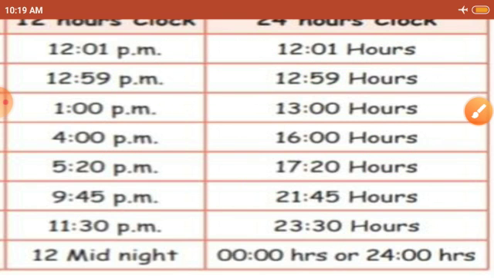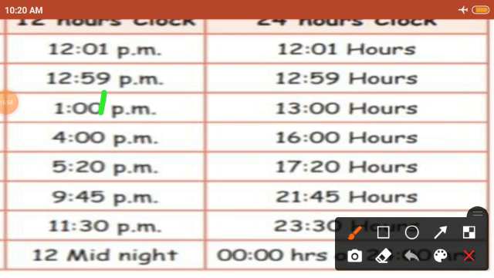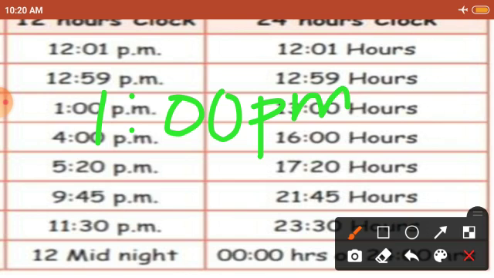Let's see the next one. Sorry, the third one is 1 PM. See, 1 PM. So first step, what will you do? Remove PM. Next see, this is actually 1 PM, so you must add 12 with it. So let's add 12 with it.